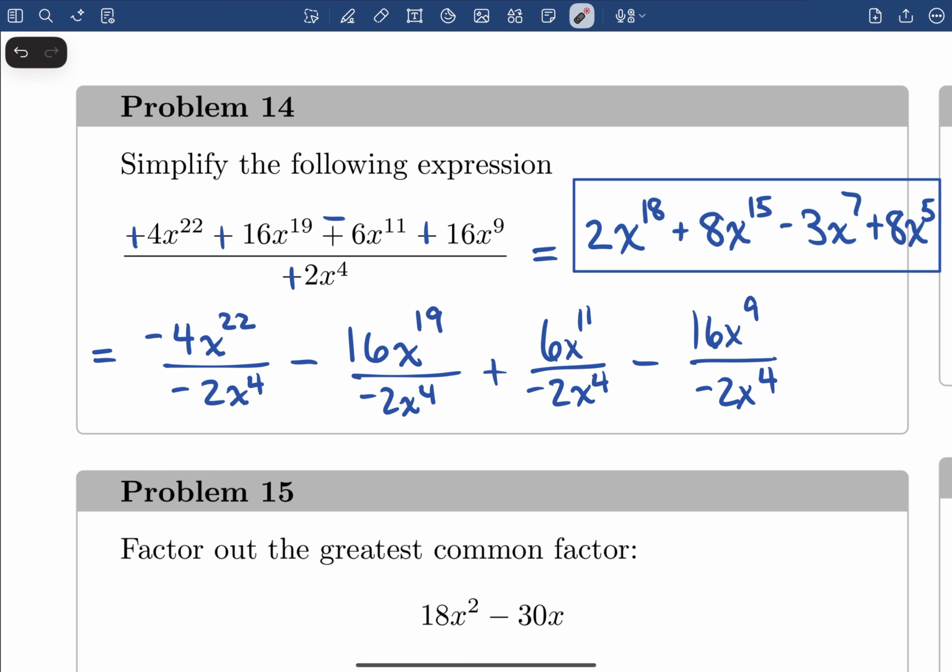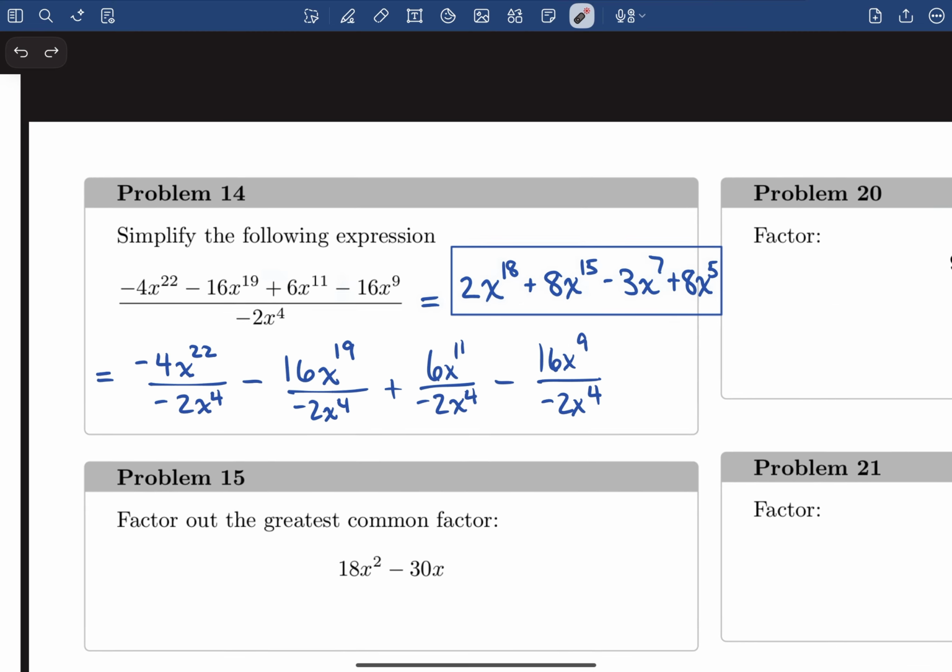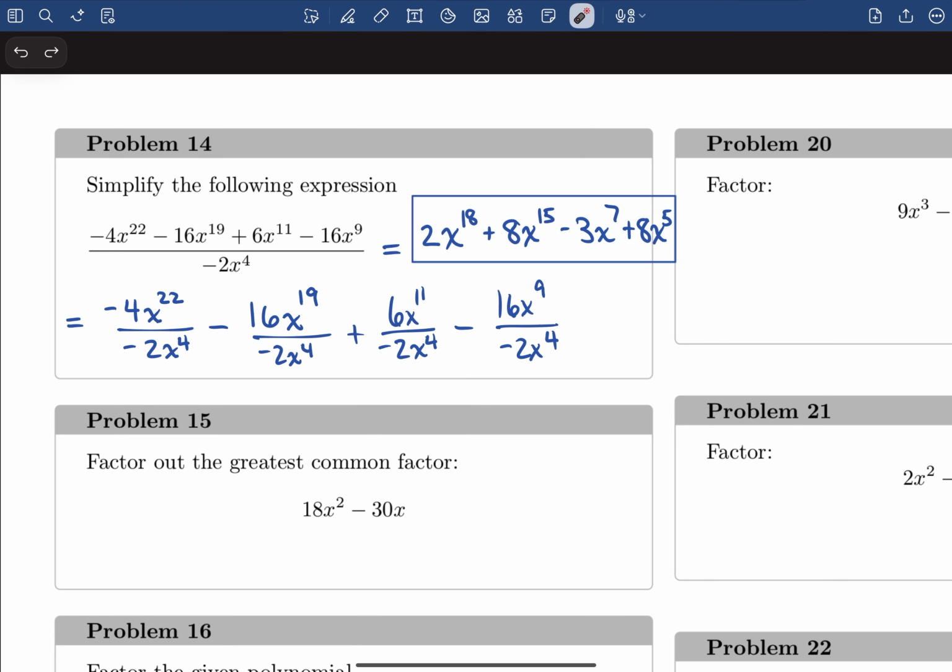I now have positive, positive, negative, positive, right? This is positive, positive, negative, positive. My result was positive, positive, negative, positive. So if you want to do that in the beginning, you can, and then you won't have to worry so much about the signs. But whatever approach you want to take, just be consistent.